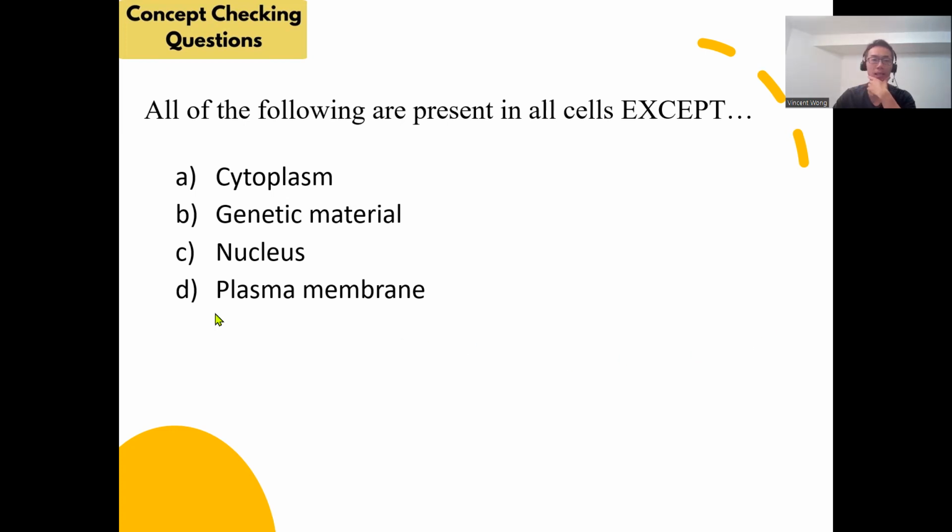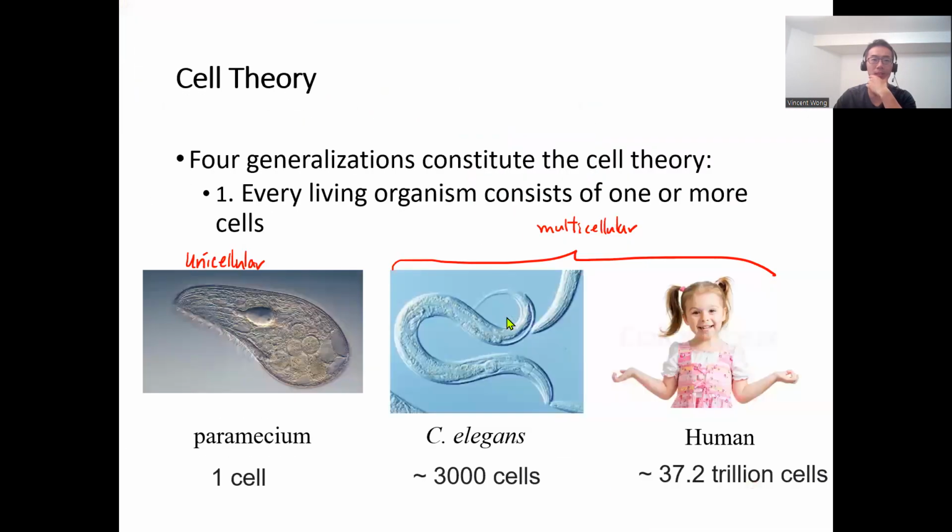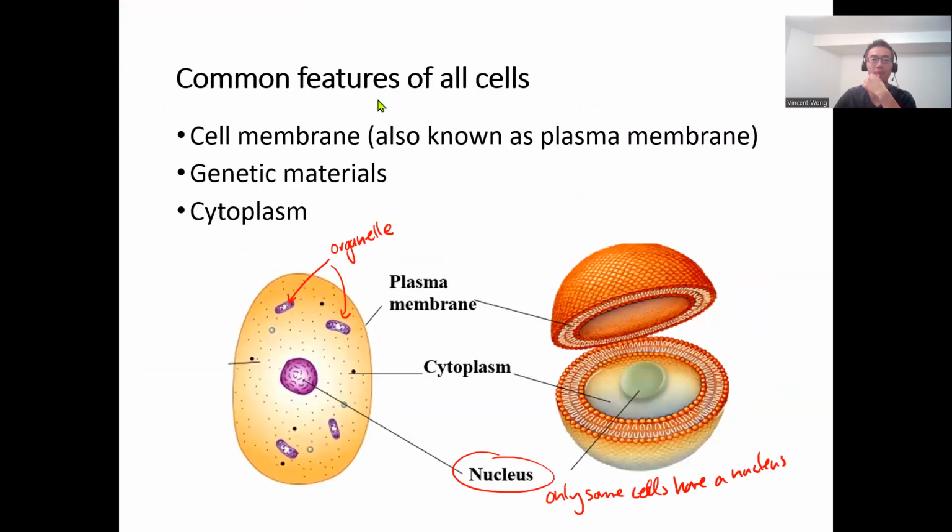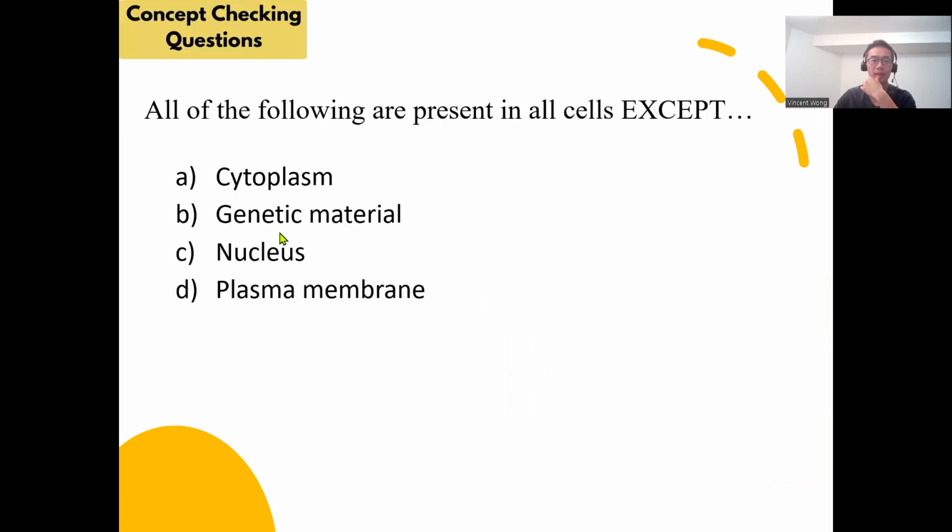Okay, the correct answer is actually nucleus. Nucleus is not present in all the cells. Let's go back and take a look here. There are only three things that are a common feature of cells: cell membrane, genetic material, and cytoplasm. So let's go back here, right? Cell membrane or plasma membrane, cytoplasm, and genetic material. So C is the exception.